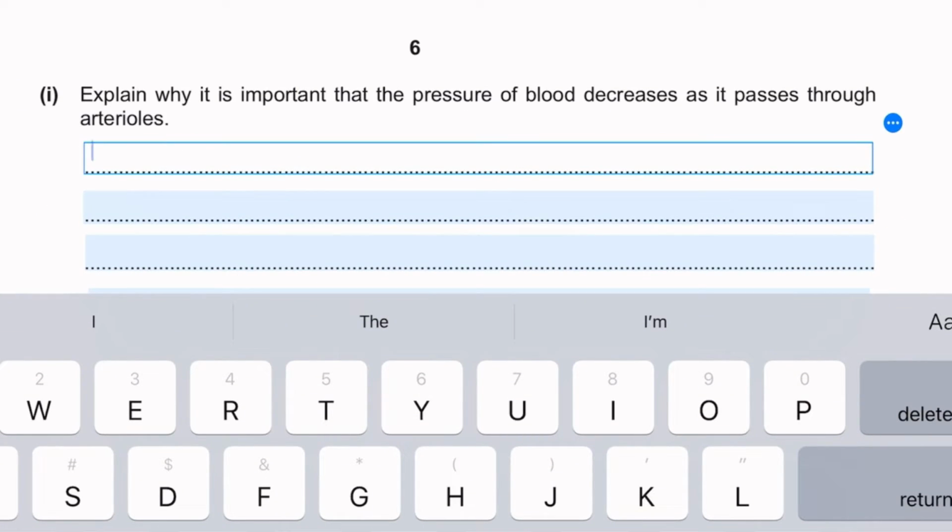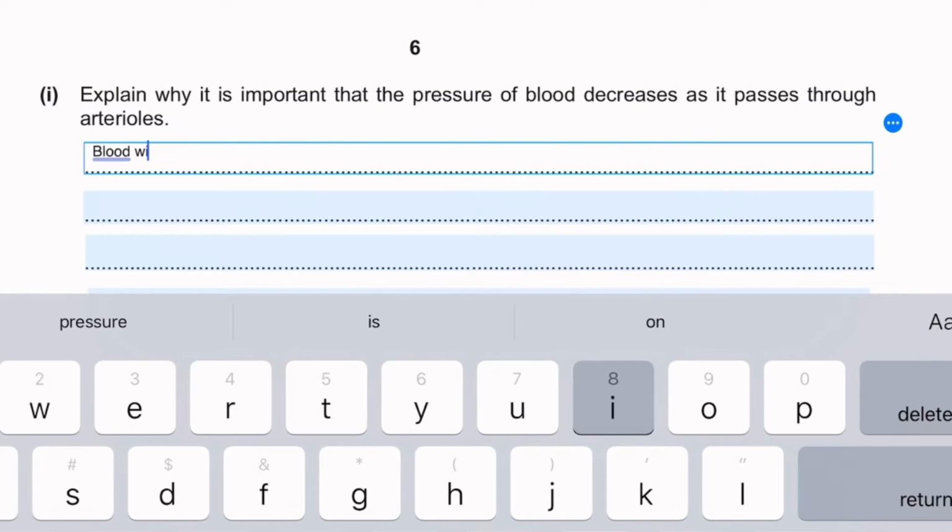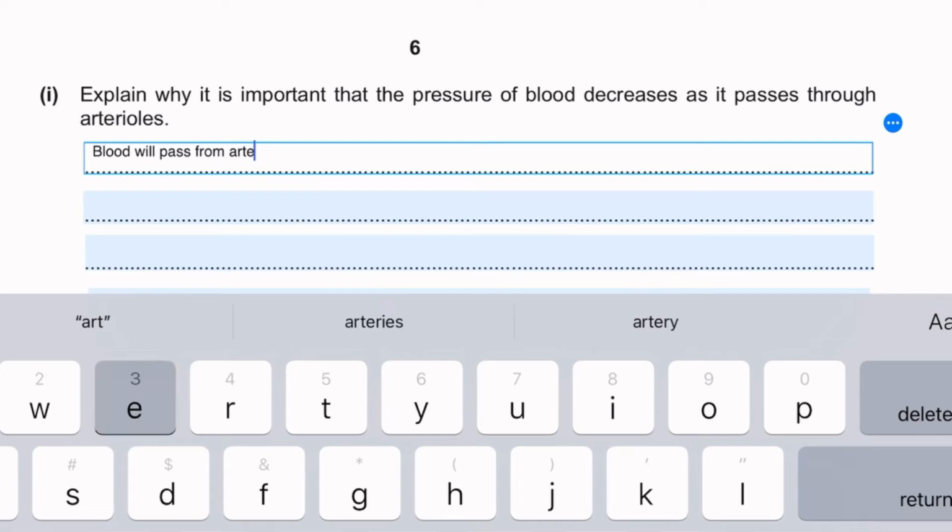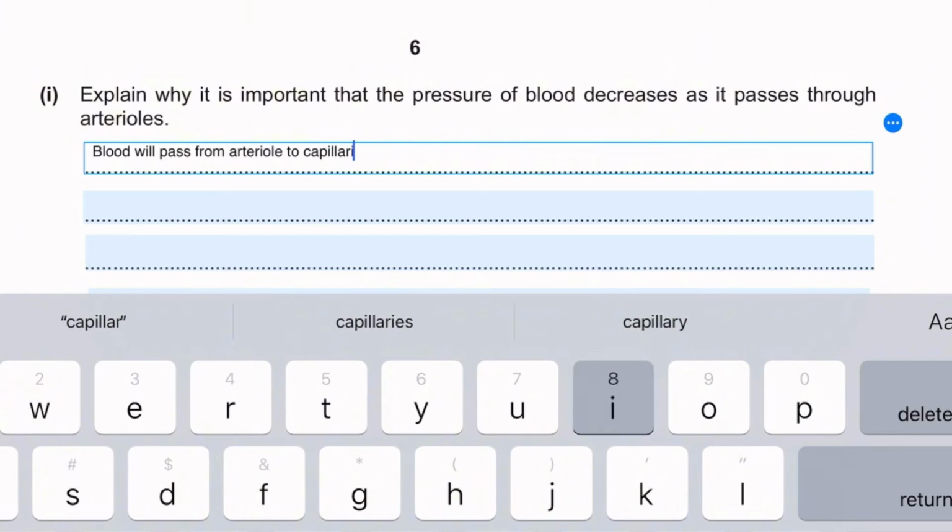We're going to say that blood will pass from the arteriole to capillaries, which are one cell thick.